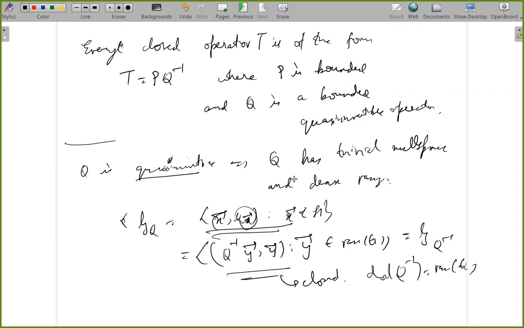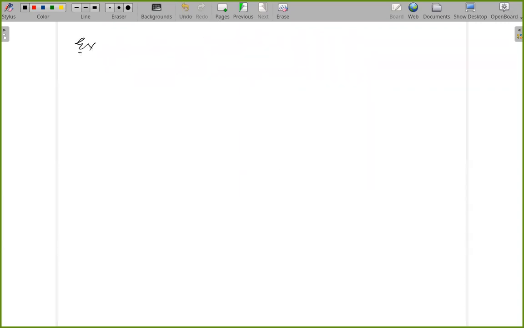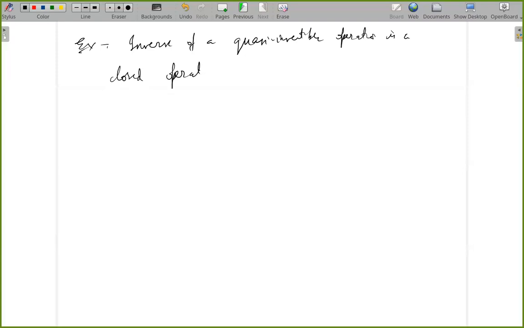So this is a dense subset, right? Because Q has dense range. The domain of Q inverse is well defined simply because Q has trivial null space, so it's a one-to-one map. So I can define Q inverse on a dense subset of H. So already we are getting an example of a closed operator: the inverse of a quasi-invertible operator is a closed operator. It has closed graph, and we know that such examples exist.